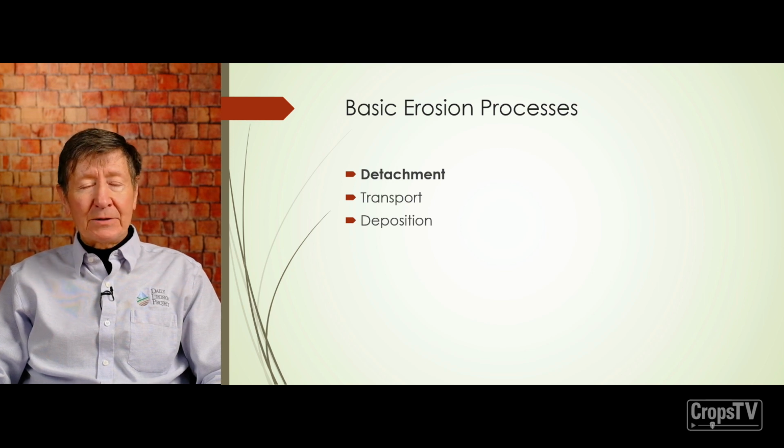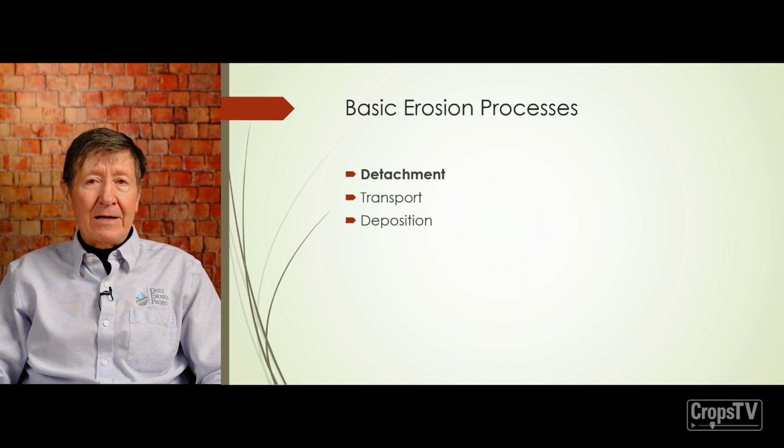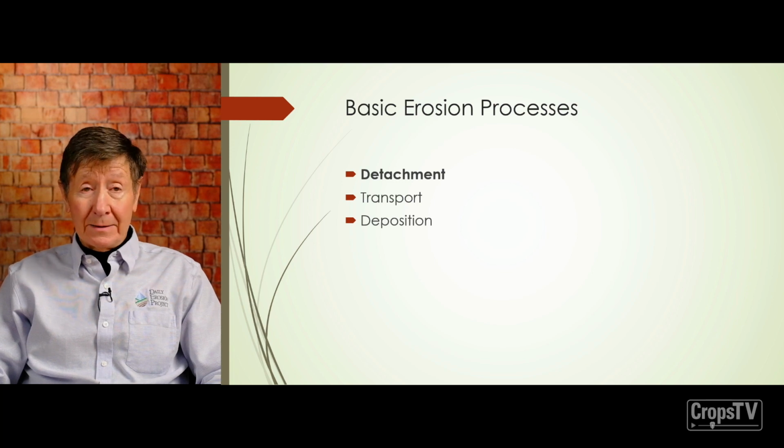Okay, so you've got detachment, we have transport. The final step is that of deposition. Where does that eroded soil material end up? By and large, the majority of it ends up in the field. It moves down slope towards lower gradient. Some of it ends up in the river. Some of it ends up in the Mississippi River. That's how the Louisiana Delta was built.